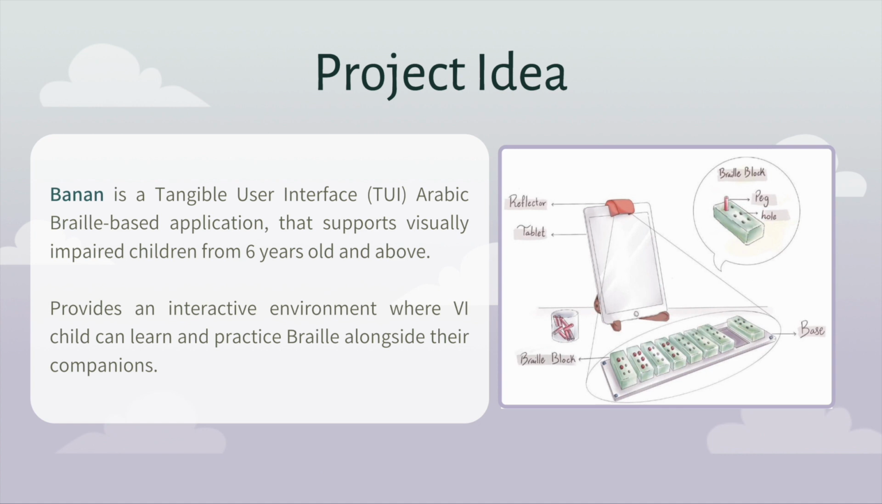Banan is a tangible user interface Arabic Braille-based application that supports visually impaired children from 6 years old and above, or anyone who has interest in learning Braille. The application has three main parts: TUI, which consists of a set of blocks and pegs. Each block represents a Braille cell. An app interface for the sighted collaborator to participate in the learning process without any pre-Braille knowledge needed, and a camera reflector.